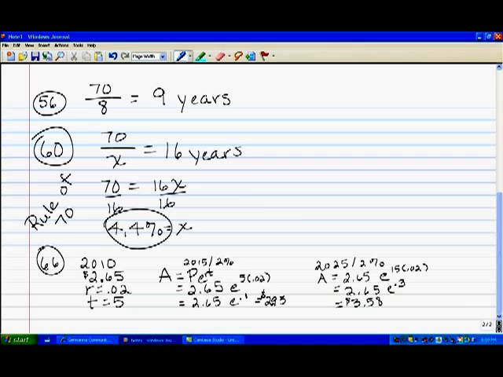Okay, so if I continue across, then I want 2015 with 10% inflation. Okay, so A equals 2.65 e, and we're talking about 5 years, but this time at 10% inflation. 2.65 times e to the 0.5. Use my calculator again. 0.5. And I'm getting $4.37 a gallon.